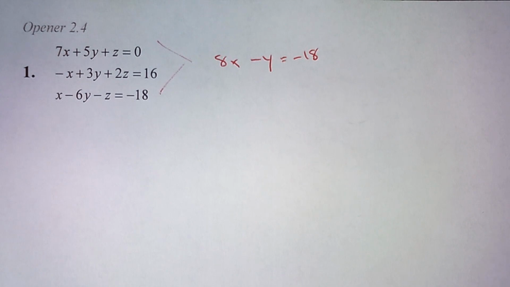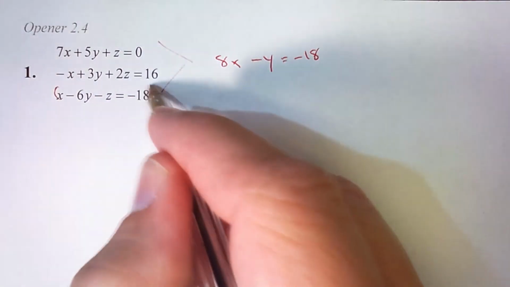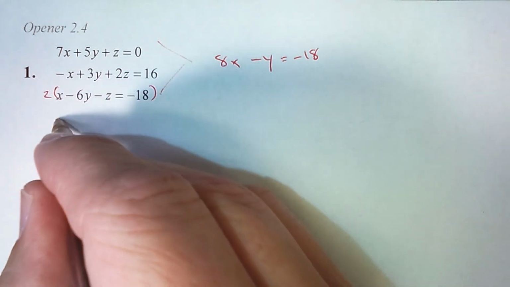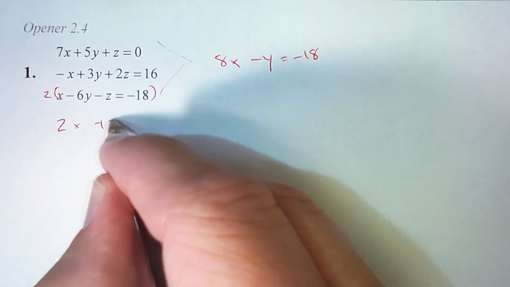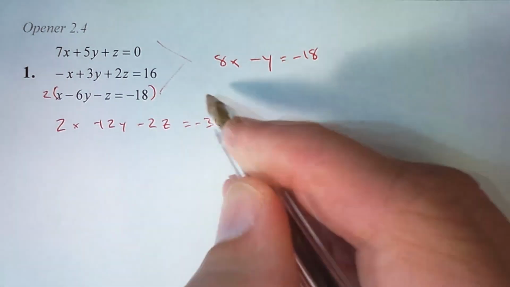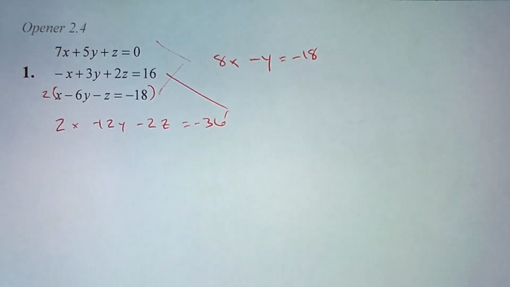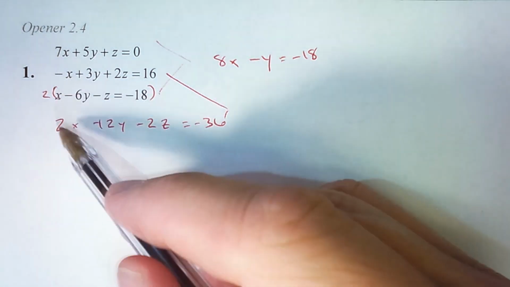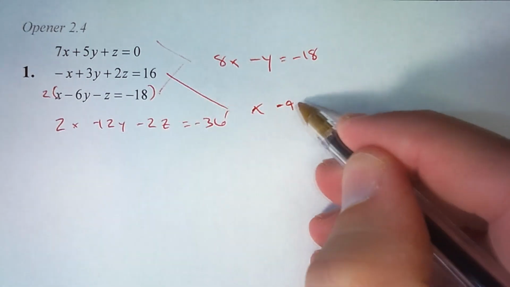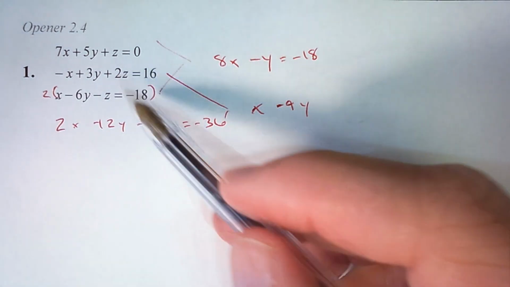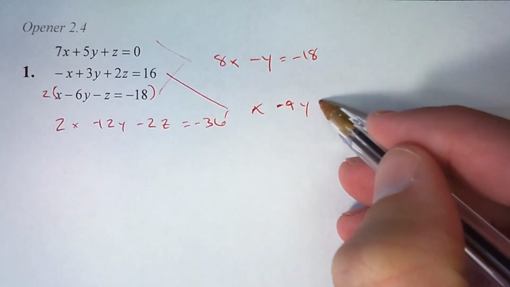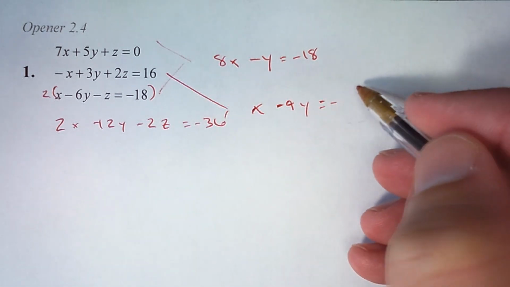Okay, then I could multiply this equation by 2 to eliminate the z's here. So I've got 2x minus 12y minus 2z equals negative 36. And I can combine those two equations to get x minus 9y, and then the z's cancel, and then 16 minus 36, that'll be negative 20.